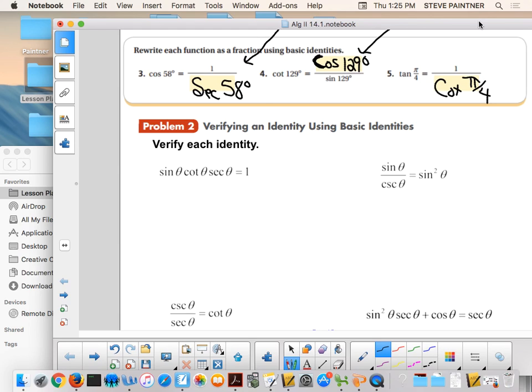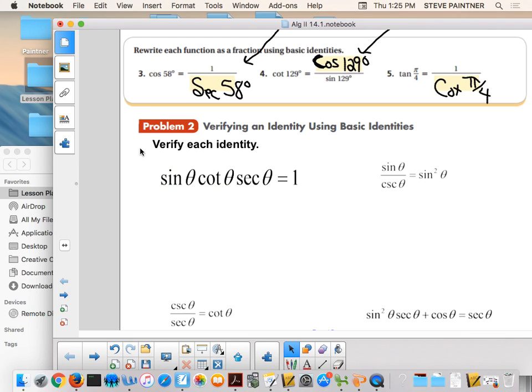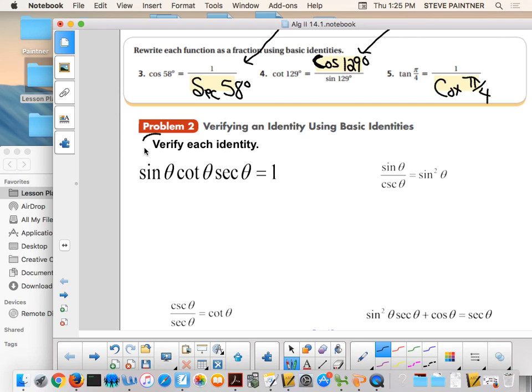Okay. All right, look at this, and it says equal to 1. I'm going to make it bigger. Okay, so here's the deal. The word is verify. Now, verify means prove. Just prove that this times this equals what? 1. Just prove it works, guys, okay?